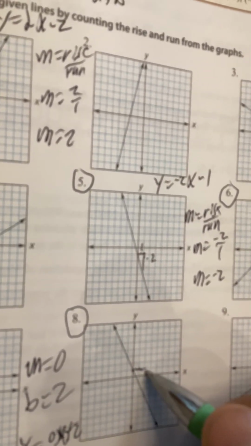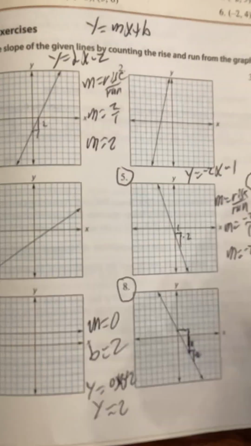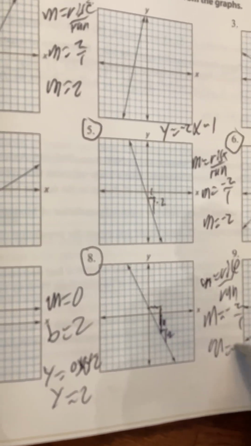Last one here, let's try this one. So try number 8. I kind of messed up. I went over 2 down 4, but it's just over 1 down 2. My slope is rise over run. So it's -2 over 1. So my slope is just -2.